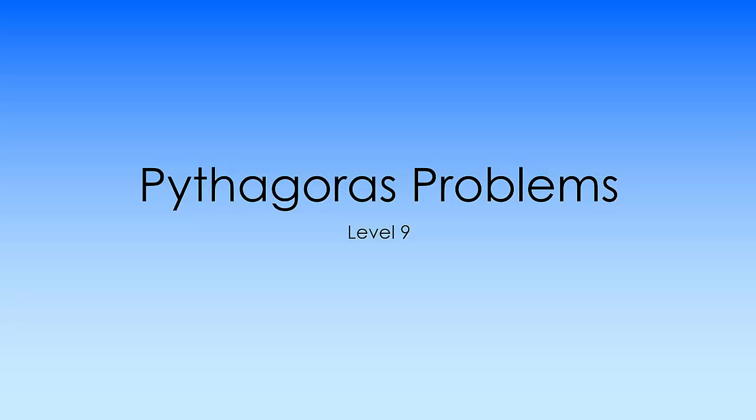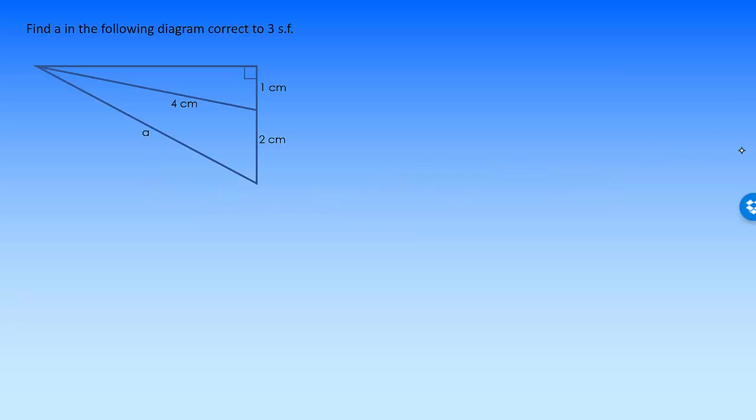Pythagoras problems. Find A in the following diagram correct to three significant figures, and we can see the A just here.